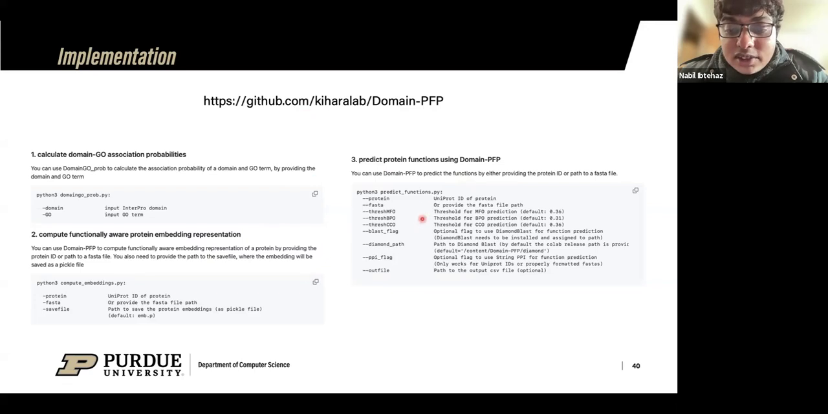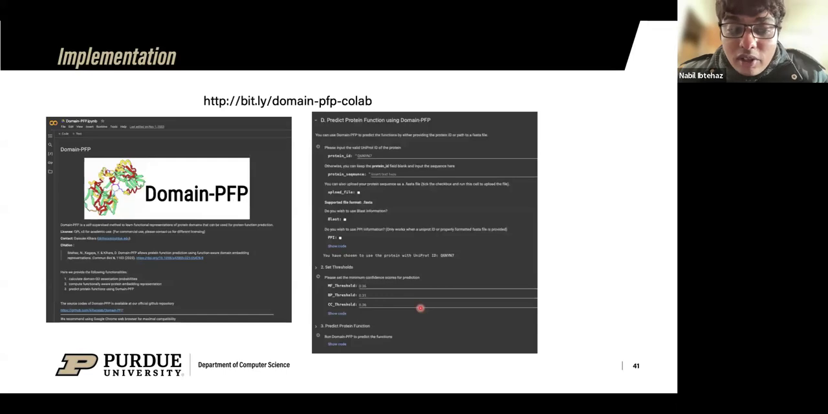And last but not least, we can also predict the protein function. We have some customization options for the user, and they can provide various thresholds. They can choose the option of BLAST or PPI or not, and can predict the protein function using the code released in our GitHub. But if we don't want to run the code or the models ourselves, we also have a Google Colab release, and in that Colab release, we have all the functions that are present in our GitHub release, but in a much more user-friendly way.